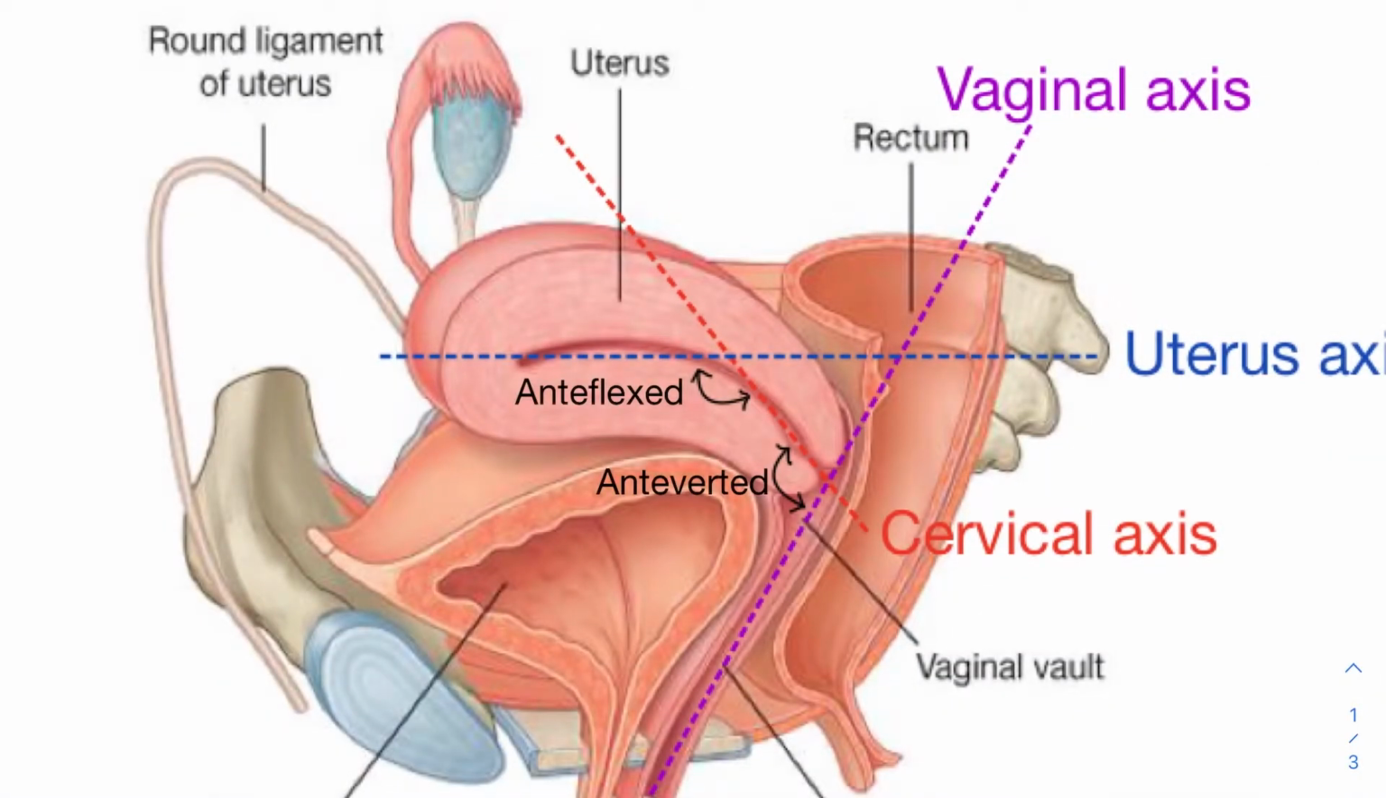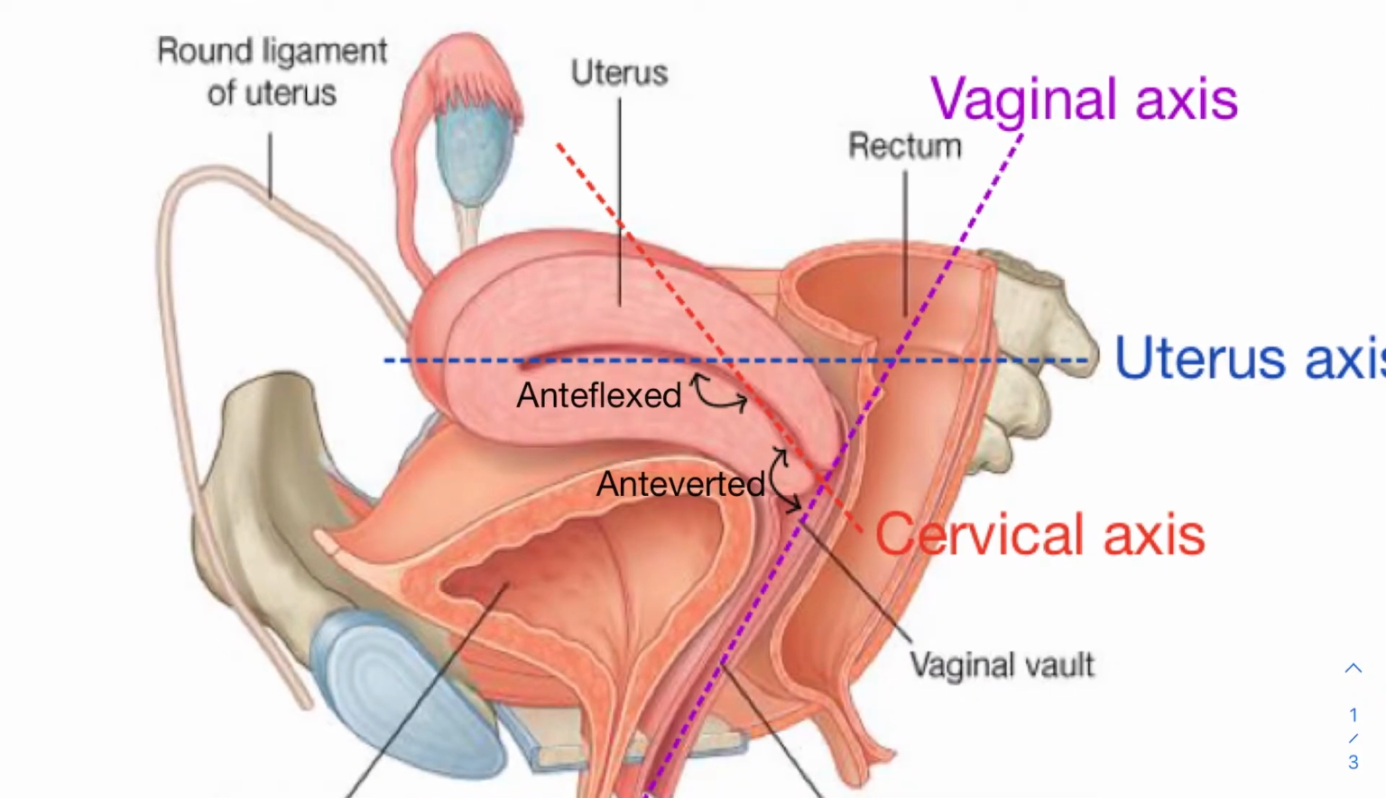Okay, so the commonest angles of the uterus in the vagina are the anteverted and anteflexed. So the anteverted angle refers to the angle made between the vaginal axis, this one here, and the cervical axis, this one here. So basically, if the angle is below 180 degrees, then your uterus is anteverted, which means it's tilted forwards.